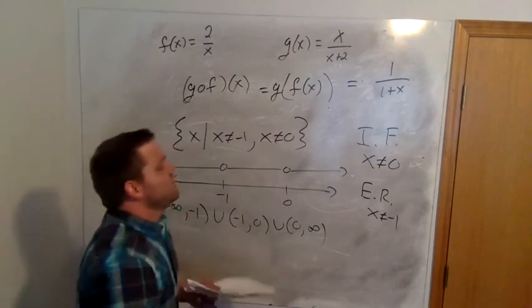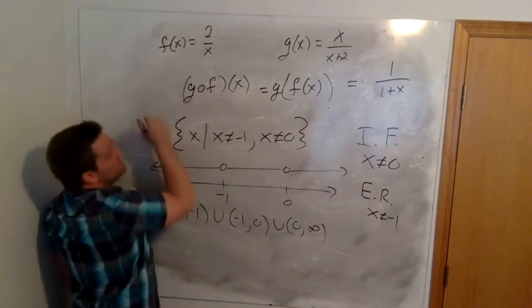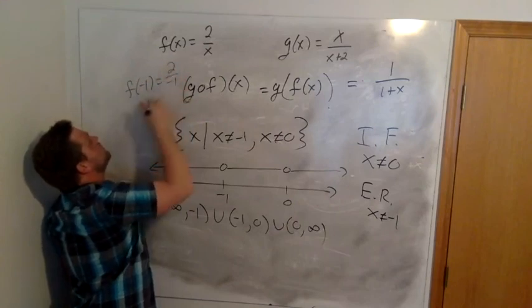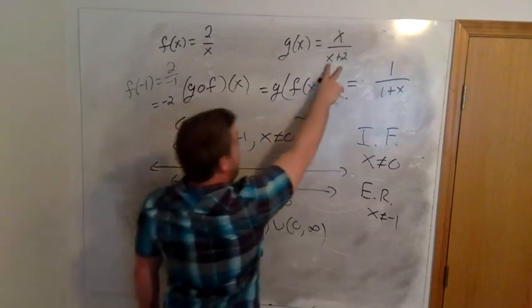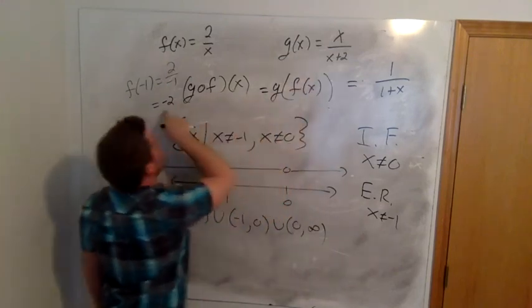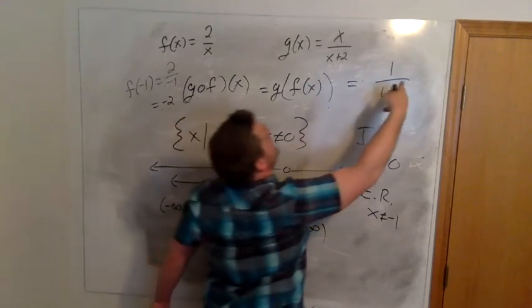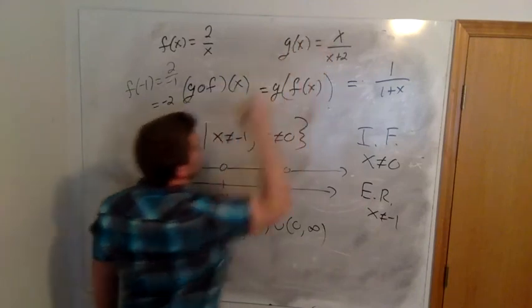I don't know, I just find this fun to do. Why can't x be equal to -1? Well, what happens when I plug -1 into f? f of -1 is 2 over -1, that's -2. Well, can I plug -2 into g? Nope! If I plug in -2, I'd be dividing by 0. So when I was checking the domain of the end result, I was making sure that the outputs of f could be plugged into g.